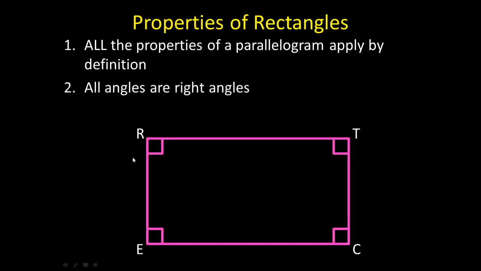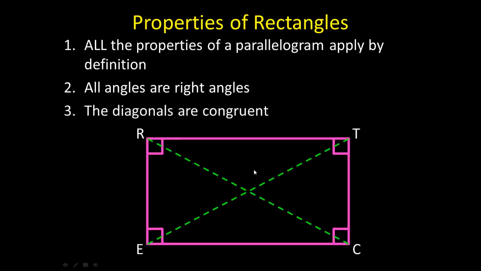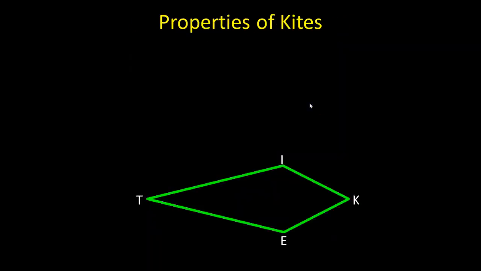The other thing is that all the angles are right angles. That's pretty much a given. I'm sure you guys know that, but that's the additional property you would have here. You would also have that the diagonals are congruent. So ET is congruent to RC.